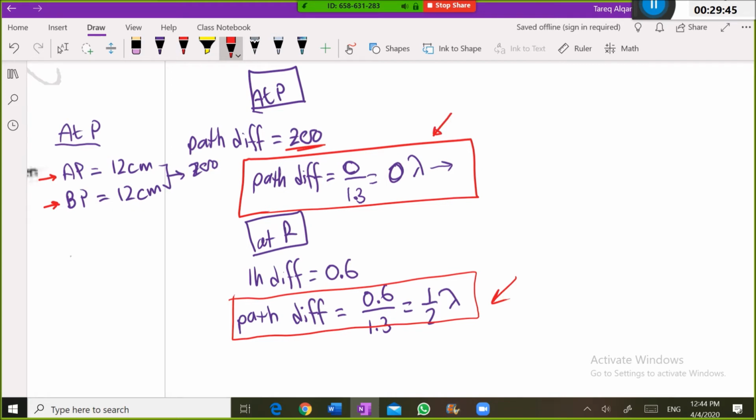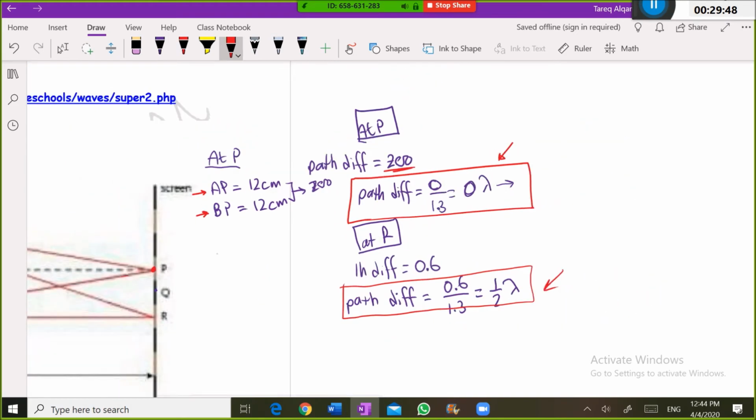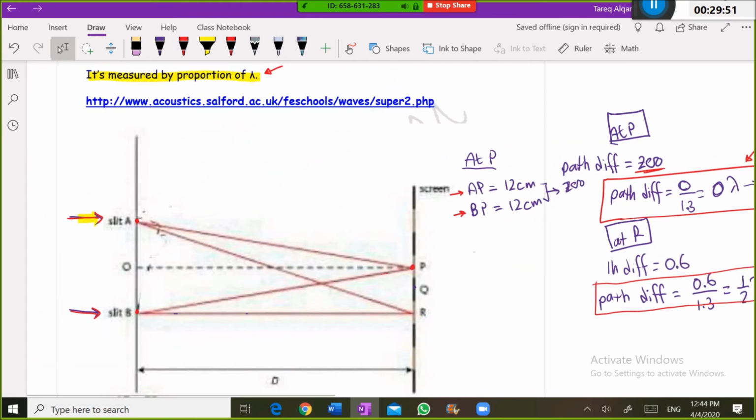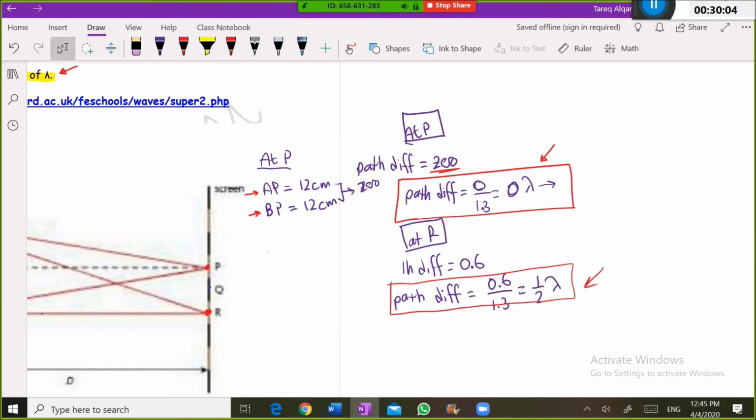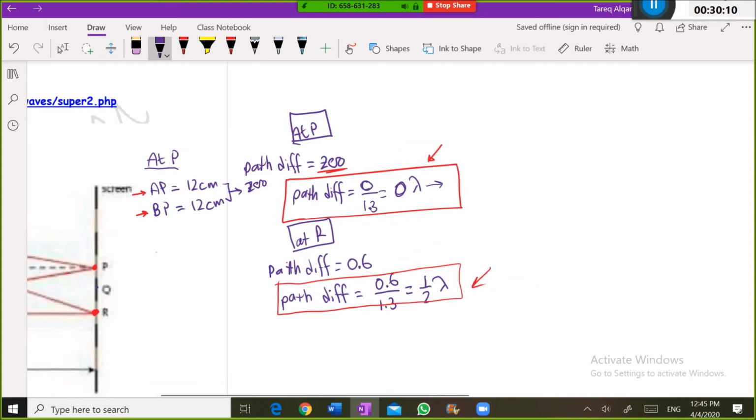If I consider R, guys, at R, waves are coming from A towards R. Waves are coming from B towards R. So here the path difference, I may consider like this: AR minus BR, in absolute value. Okay.